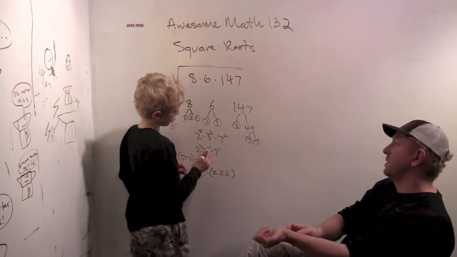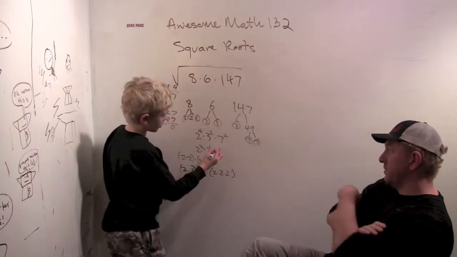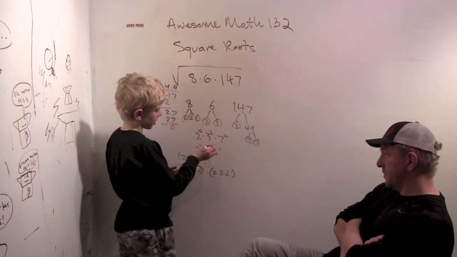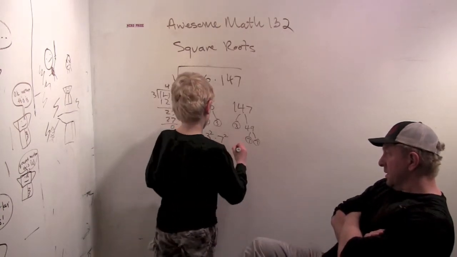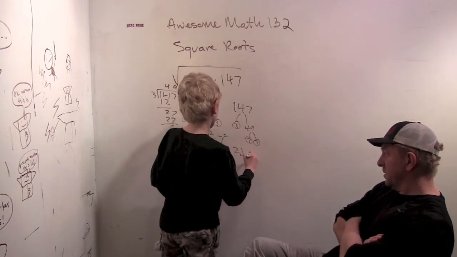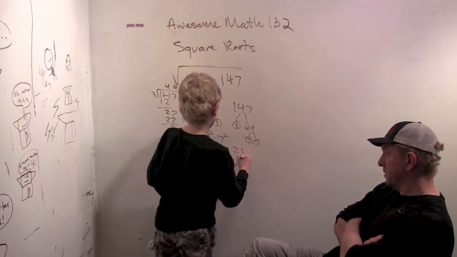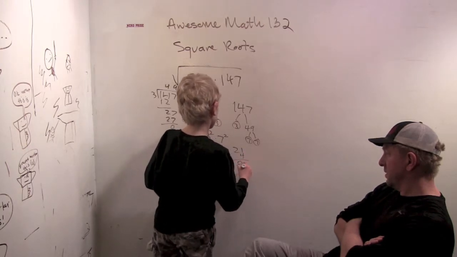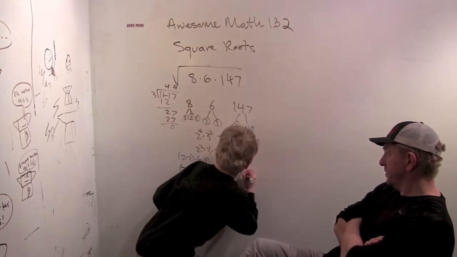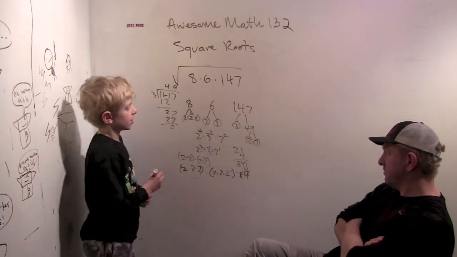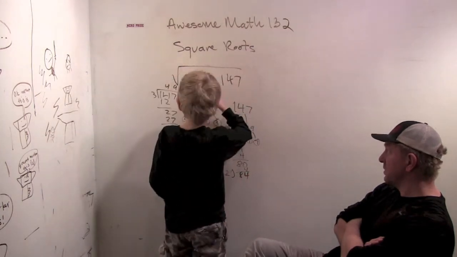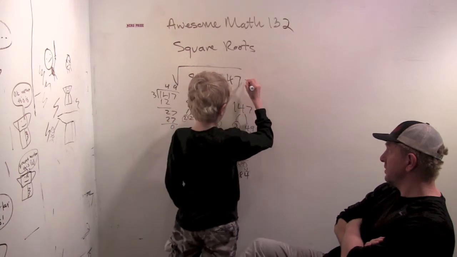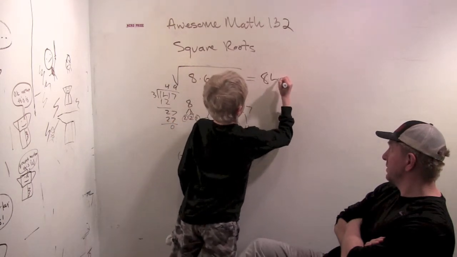So now what we do is we multiply this together, we get 21 times 4. That would turn out to be, let's see, 84. So it's 84. And then this square root of 8 times 6 times 147 is 84.